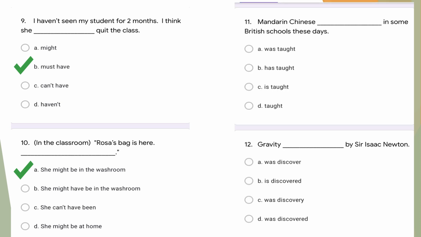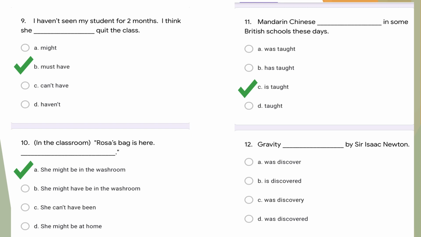11. This is now Unit 12. Mandarin Chinese blank in some British schools these days. Now the key there is these days. So that is present tense. These days is like now. So we have to use a present tense form. So we can't use A. We can't use B. It has to be C or D. Mandarin Chinese is taught in some British schools these days.